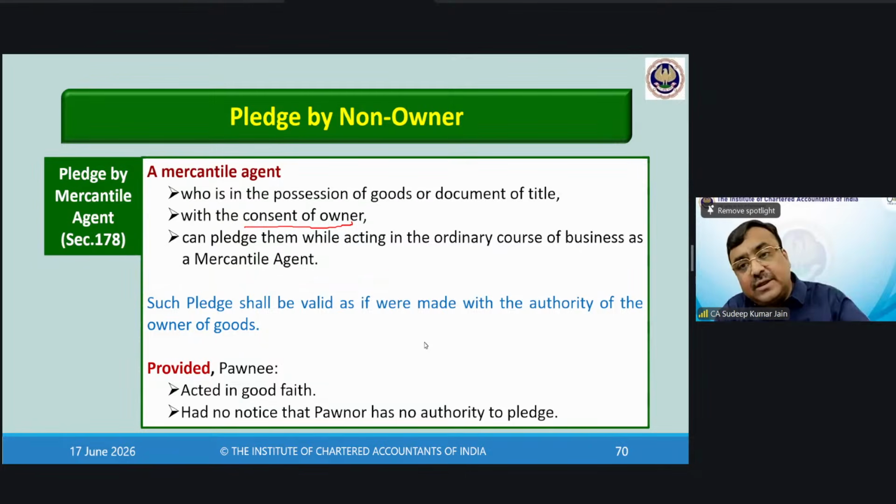Means अगर owner ने authority नहीं दी है agent को और pawnee को ये पता नहीं है तो ये pledge valid मानी जाएगी.